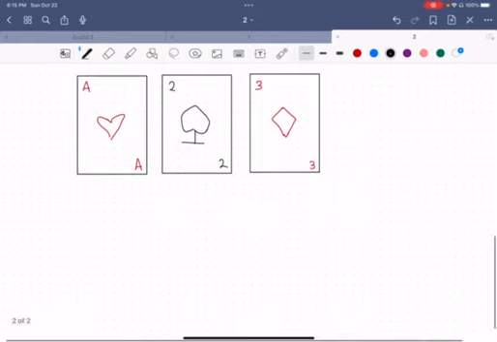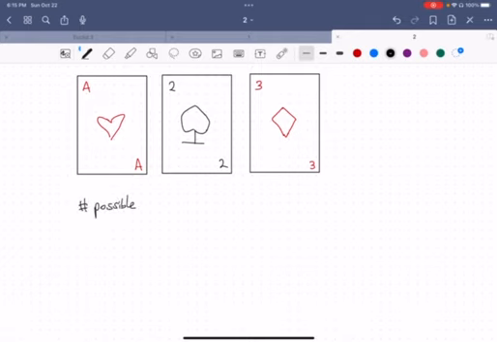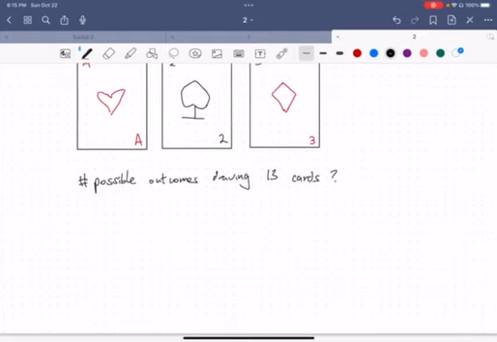Okay, so first of all, in order to calculate the probability, what we need to know is the number of possible outcomes when we draw 13 cards. And the second thing, so I'll label this as 1. And the second thing that we need to know is how many ways to get exactly one of each number.